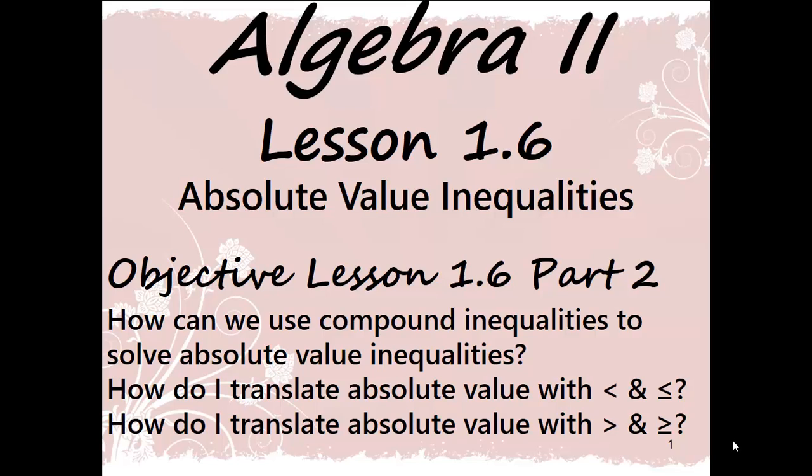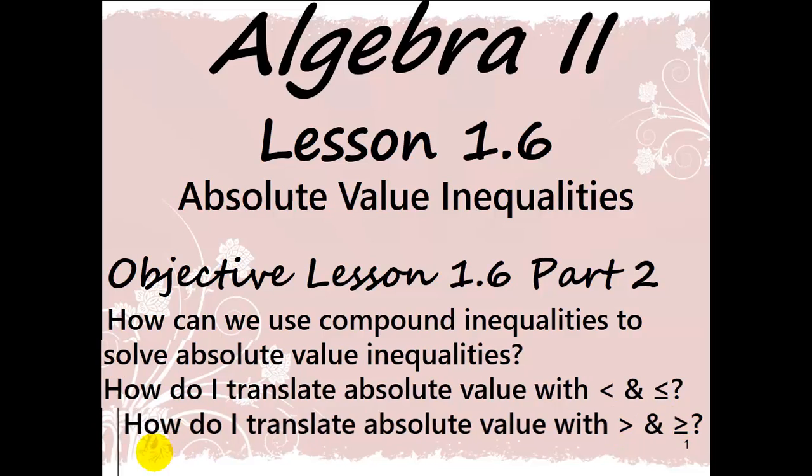All right, we're here. We're at the end of chapter 1, lesson 1.6, where we're actually talking about solving absolute value inequalities. Our objectives for this lesson are to determine how we can use compound inequalities to solve absolute value inequalities. Then how do I translate absolute value inequalities that are combined with a less than or a less than or equal to symbol? And how do I translate absolute value inequalities with greater than and greater than or equal to symbols? So those are kind of our three goals.